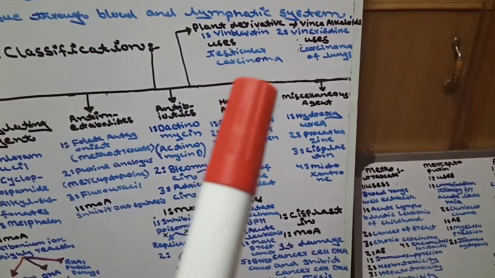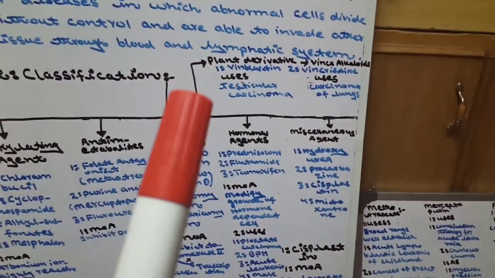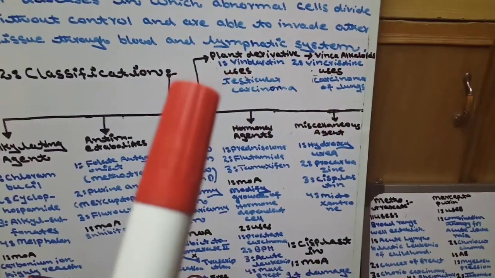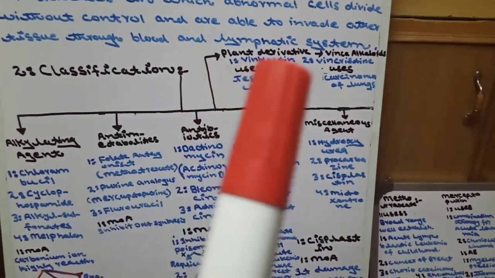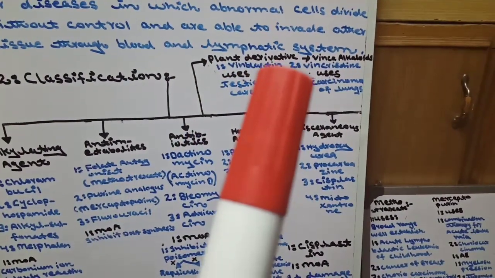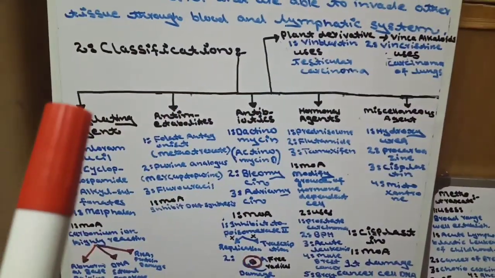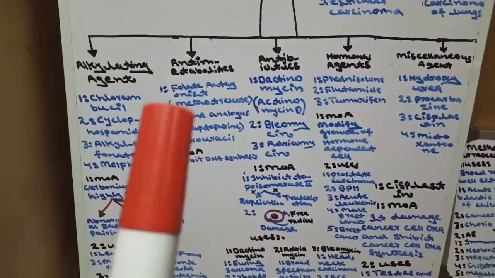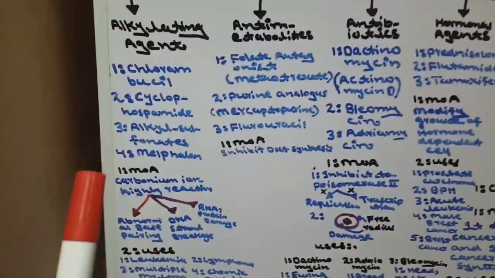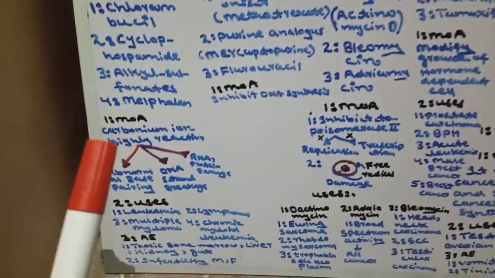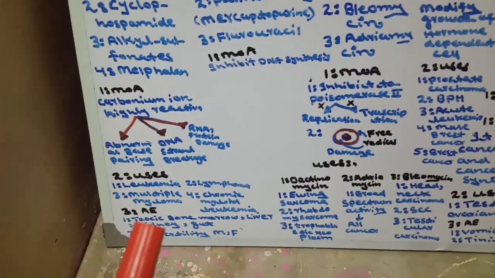These are the first 5 groups. The 6th group is plant derivatives, the vinca alkaloids. In vinca alkaloids, we put two drugs. Number one is vinblastine, second is vincristine. Now we have studied the classification and the drugs. Now the detail of each drug. First we start with alkylating agents: their mechanism of action, uses, and adverse effects.